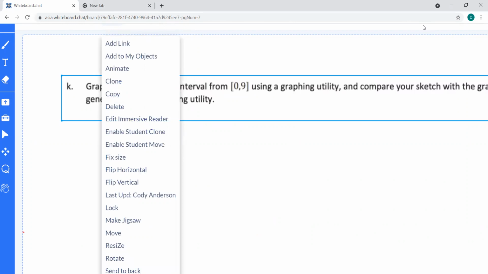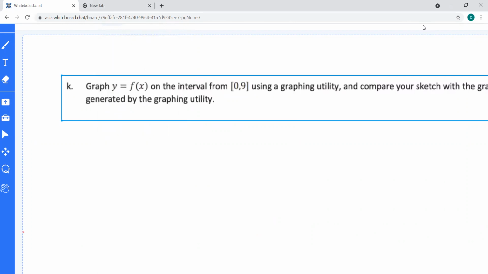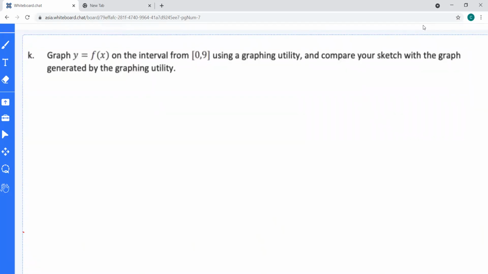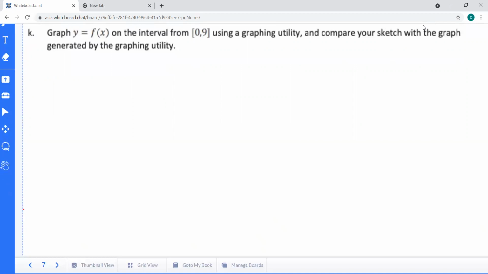Graph, move. It says graph it using a graphing utility and compare your sketch with a graph generated by the graphing utility. And so what I'll do is I may graph that for you and show it to you during class. Let's just skip that and go on for now.